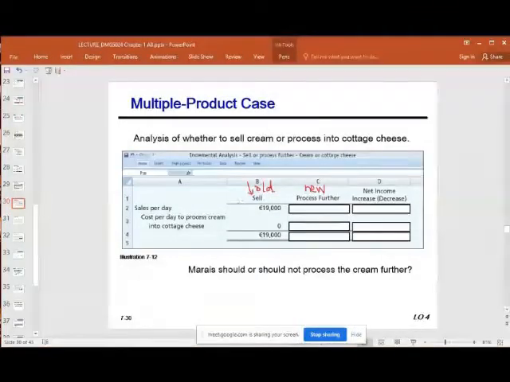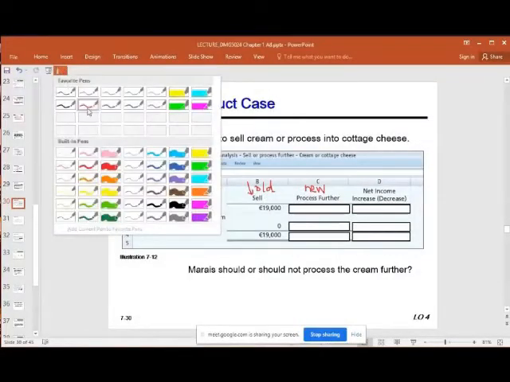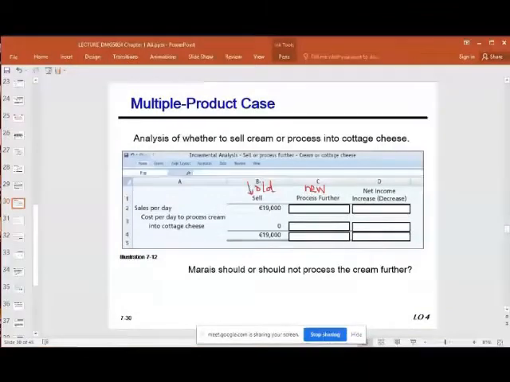All this while they have been selling the cream. Now they are deciding whether to process further into cheese. If you sell, that means you are selling cream. If you process further, that means you are selling cheese.